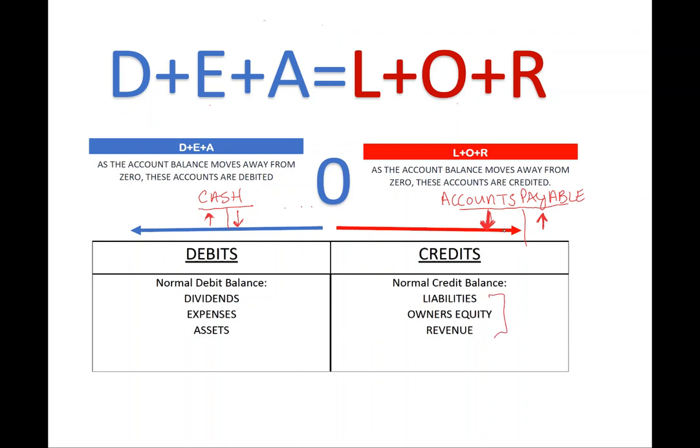Right? When I talk about the normal balance, that means when you add up all the debits and you add up all the credits and you look at the net difference, it is going to be, for the LOR side, on the credit side or on the right side of that T account. When you do the same thing on our DEA accounts, your usual or normal balance is going to be on the left side or on the debit side of that T account.